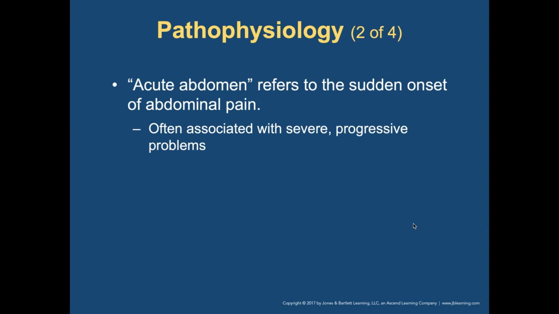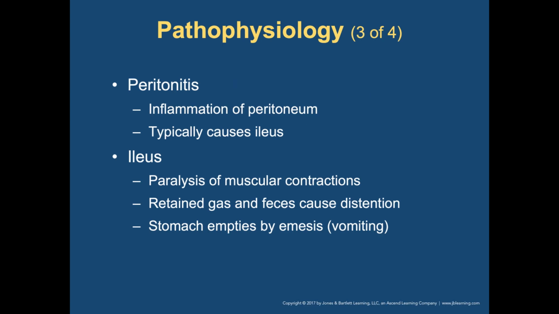Acute abdomen refers to the sudden onset of abdominal pain, often associated with severe progressive problems. Peritonitis typically causes ileus. Ileus is a paralysis of the muscular contractions that normally propel material through the intestines. That's its only job, to push things through the intestines. It's like a muscle factory, it all works in lieu of each other, lines and pushes everything through the entire intestines. The retained gases and feces cause abdominal distension, which we all know where that goes.